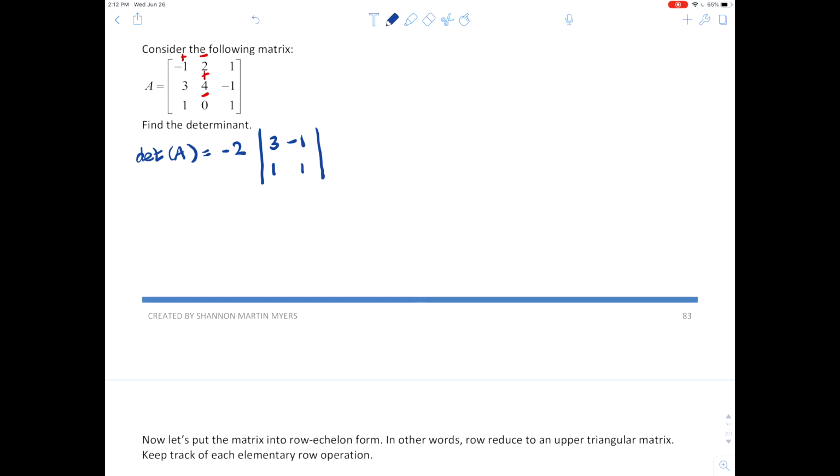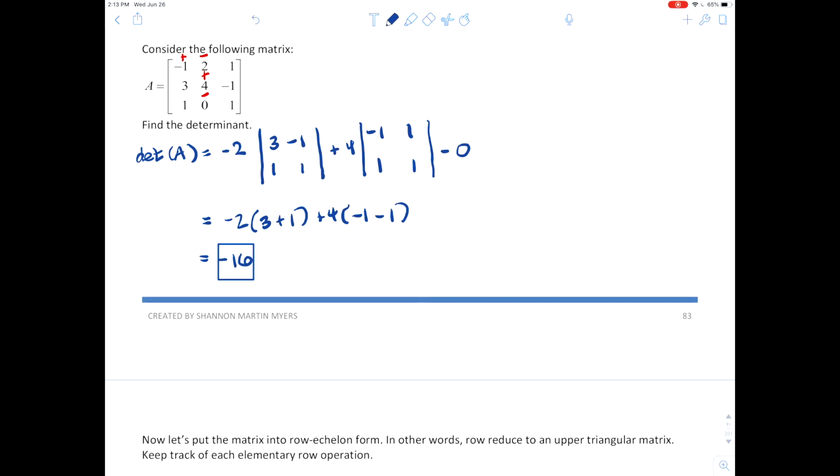And then plus 4, and then times the determinant of -1, 1, and then 1, 1, minus 0. The other one will zero out. So our determinant of A will end up being -2 times 3 minus -1 is 3 plus 1. And then plus 4 times -1 minus 1. And that in turn will give us what? -8 minus 8, which is, beautiful, -16.